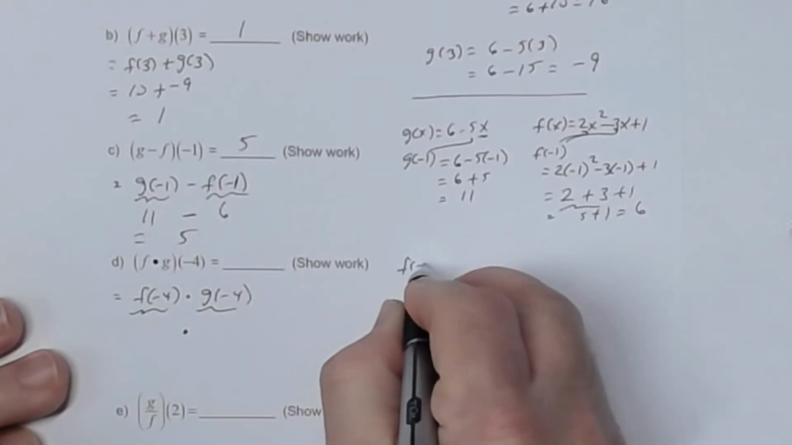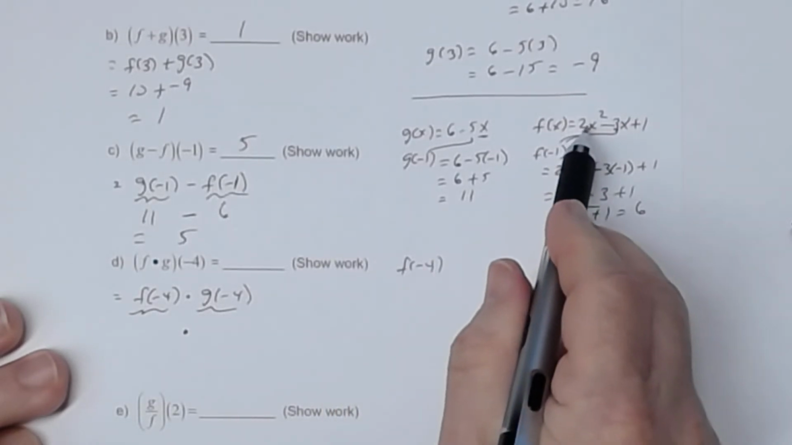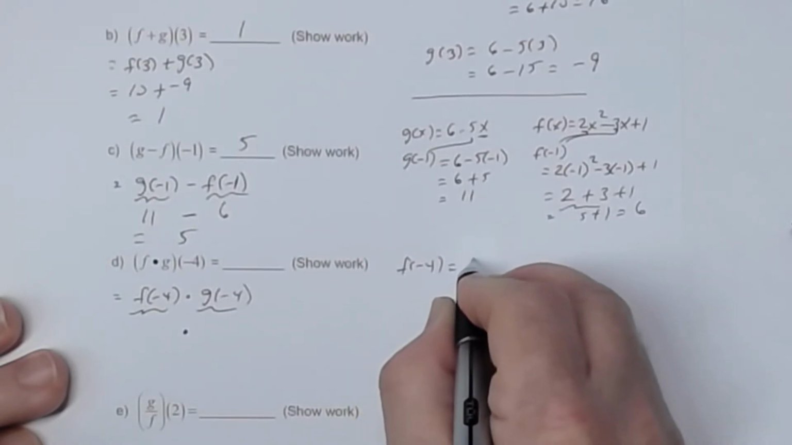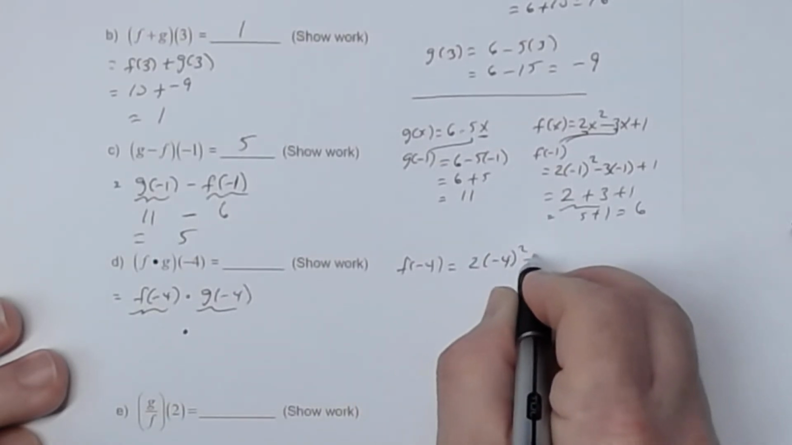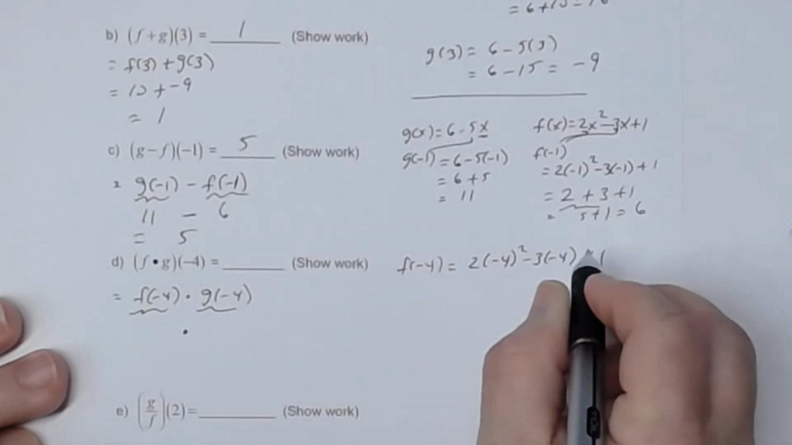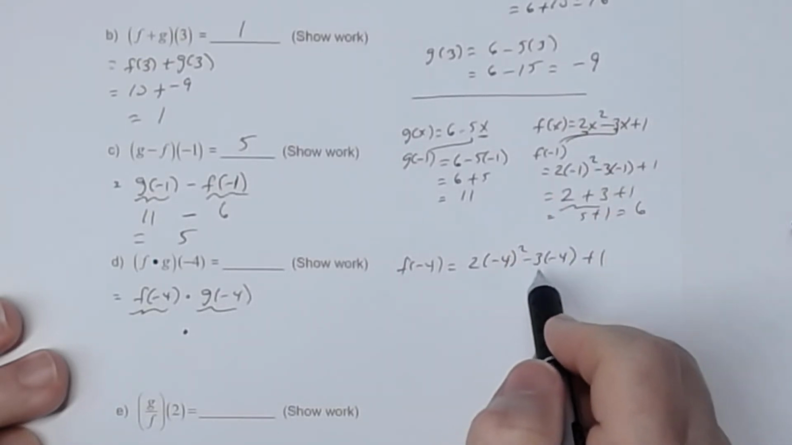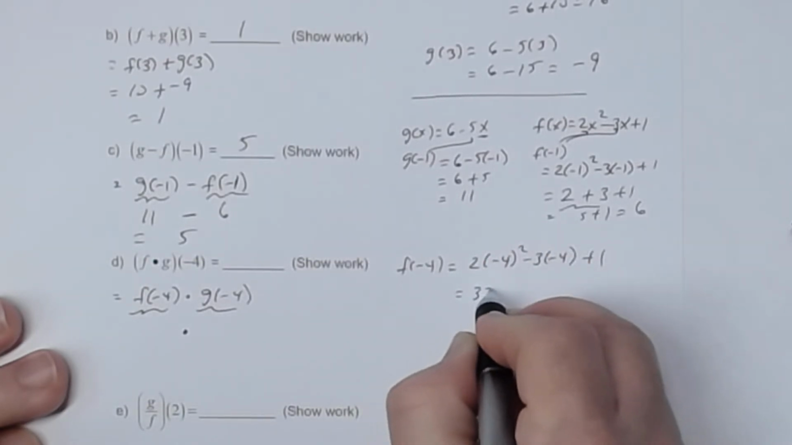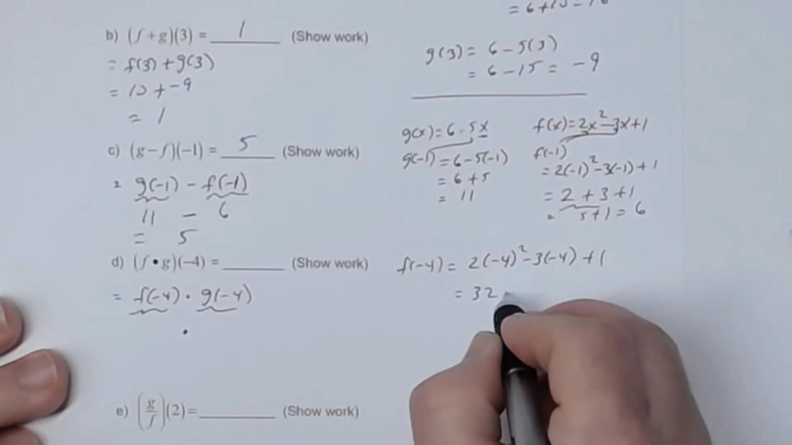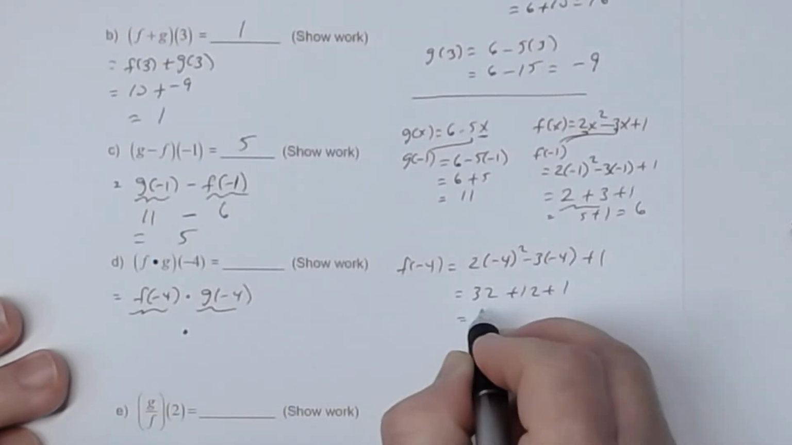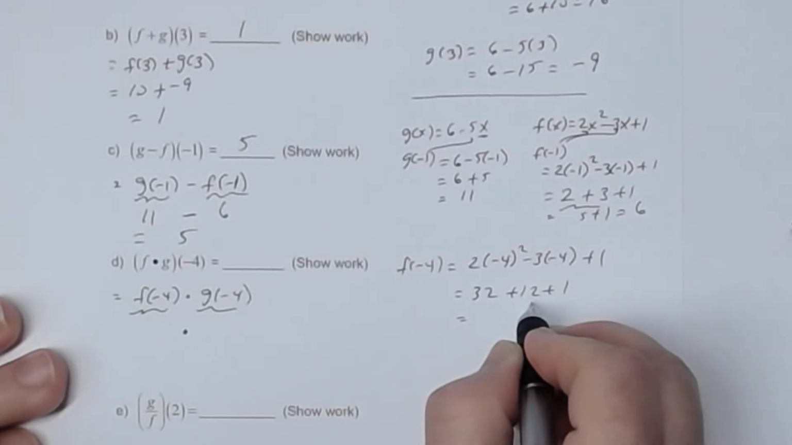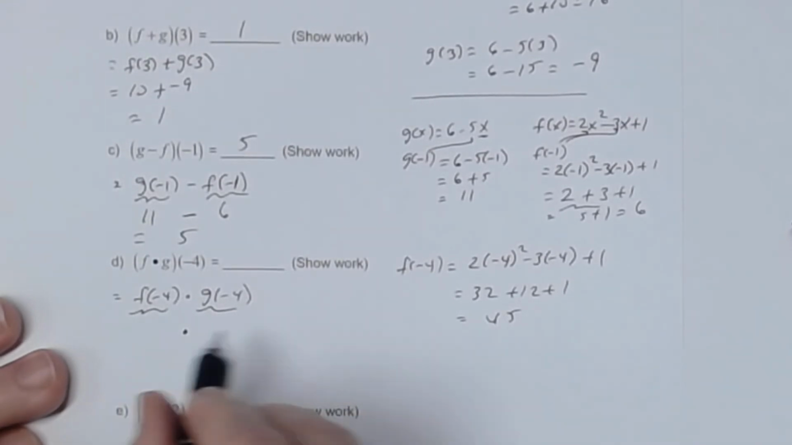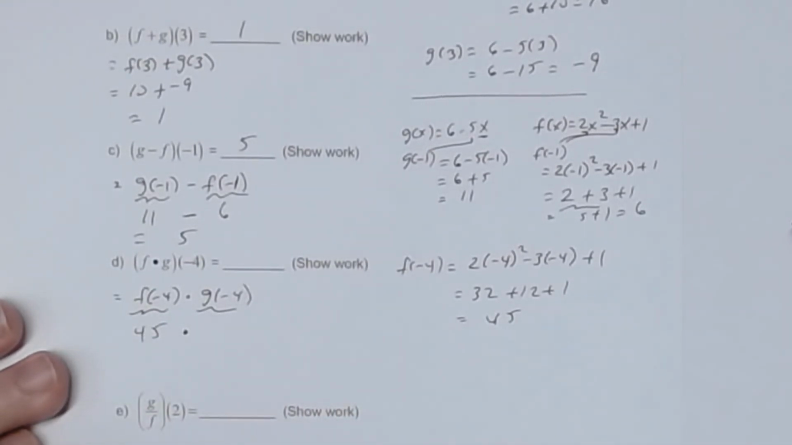So f of negative 4, so here's my function. So wherever you see the variable x, I'm going to substitute negative 4. So f of negative 4 is going to be 2 times negative 4 squared minus 3 times negative 4 plus 1. Negative 4 squared is 16. 16 times 2 is 32. A negative 3 times a negative 4 is a positive 12, and then plus 1. 32 plus 12 is 44, right? 44 plus 1 is 45. So f of negative 4 is 45.